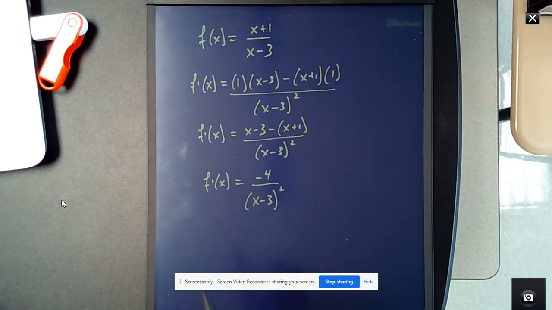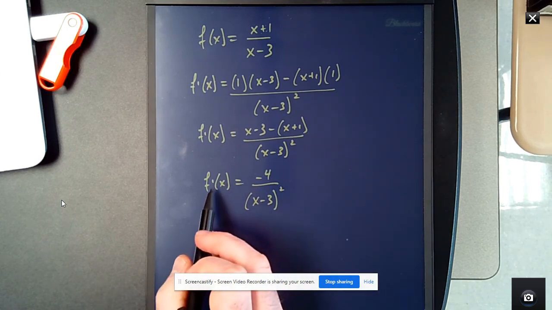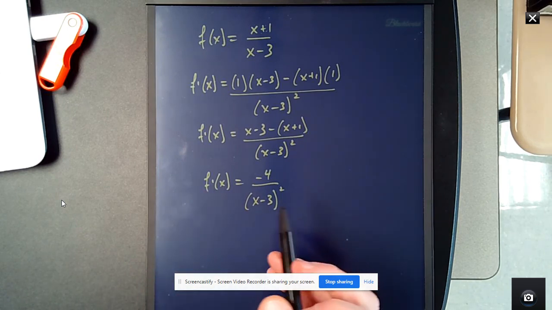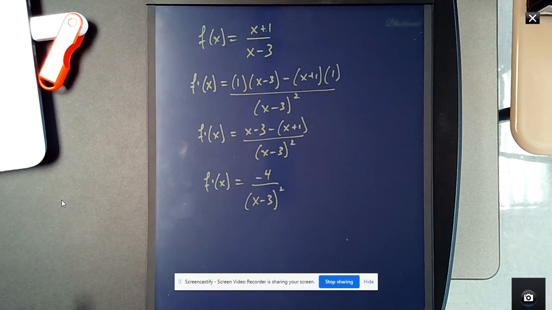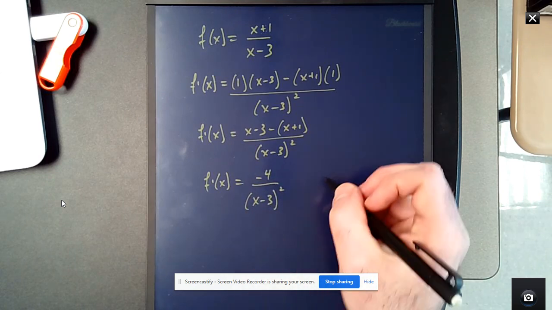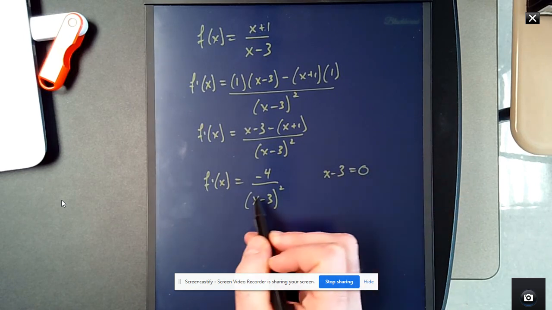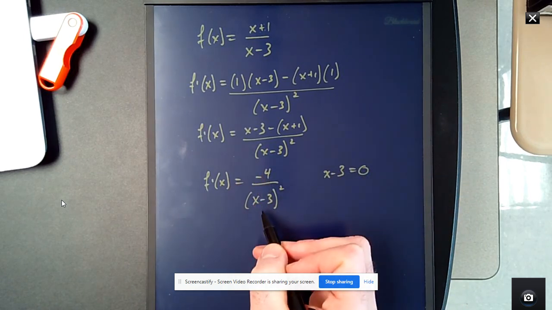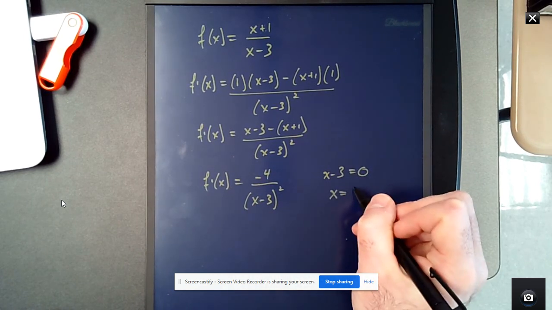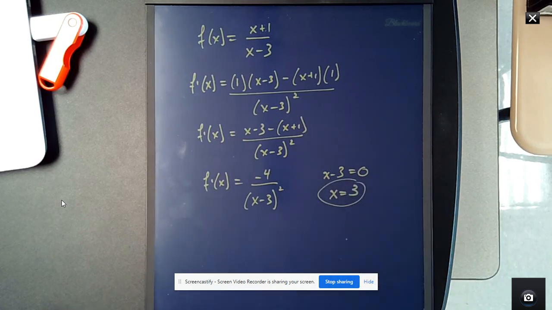So remember, we're trying to see, are there any values where the derivative equals 0? And are there any values for where the function is undefined? So undefined basically means you can't take the square root of a negative and you can't divide by a 0. So if I look at this, if I set x minus 3 equal to 0, because x minus 3 can't be 0 because then I'm dividing by 0, that means it looks like I'm going to have a critical point at x equals 3.